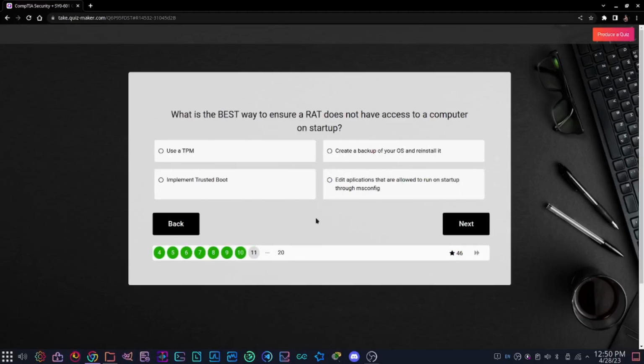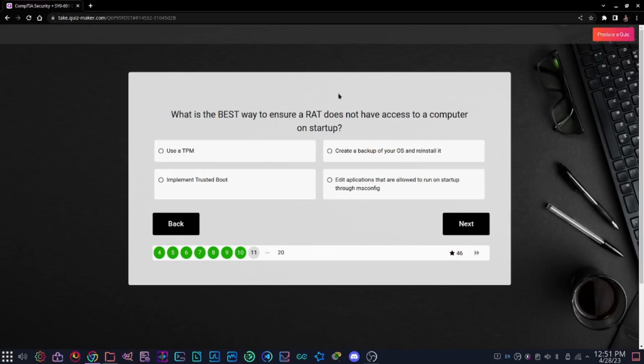Alright, halfway there. Question 11. What is the best way to ensure a RAT does not have access to a computer on startup? So we have use TPM, create a backup of your OS and reinstall it, implement trusted boot, or edit applications that are allowed to run on startup through msconfig.